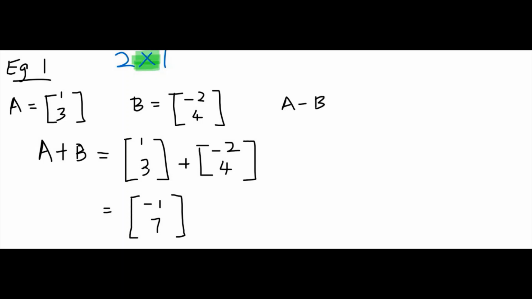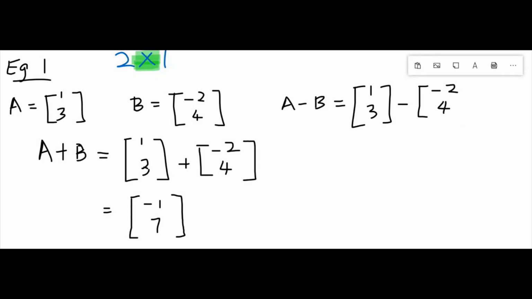And what if we want to do a subtraction? So you're gonna have A minus B, so the same thing, matrix A minus matrix B. So 1 minus negative 2 will give you 3, negative 1, because 3 minus 4, and that's the answer.